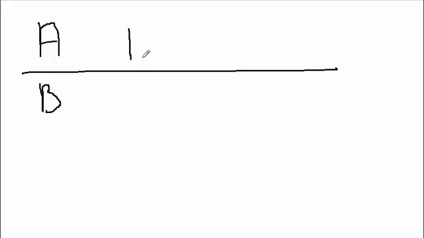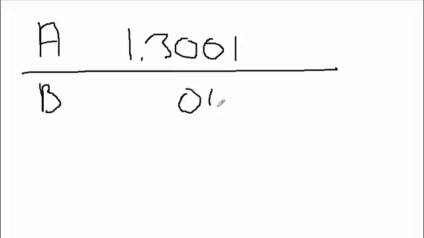The ask is 1.3001 and the bid is 1.3000. So you have a 1 pip spread. Typically, this is how it looks in the futures market.